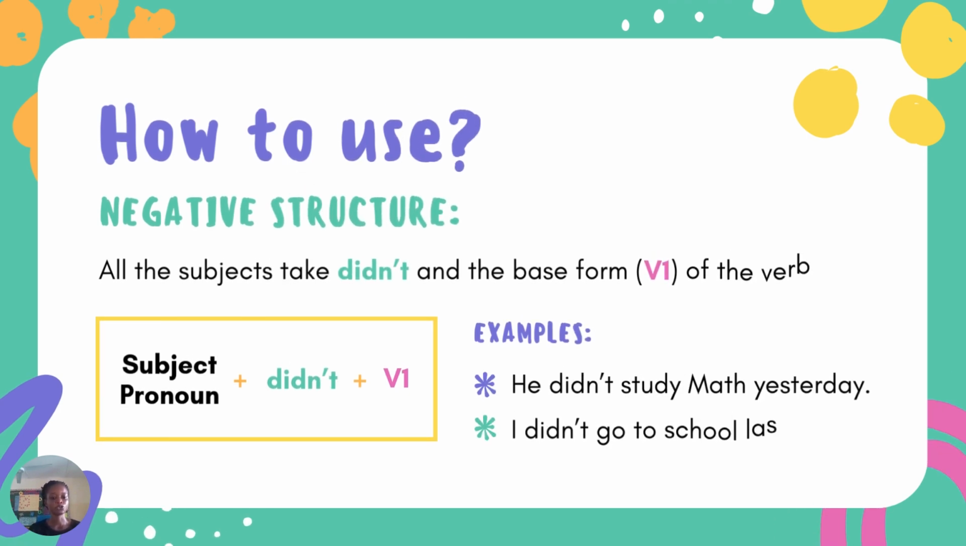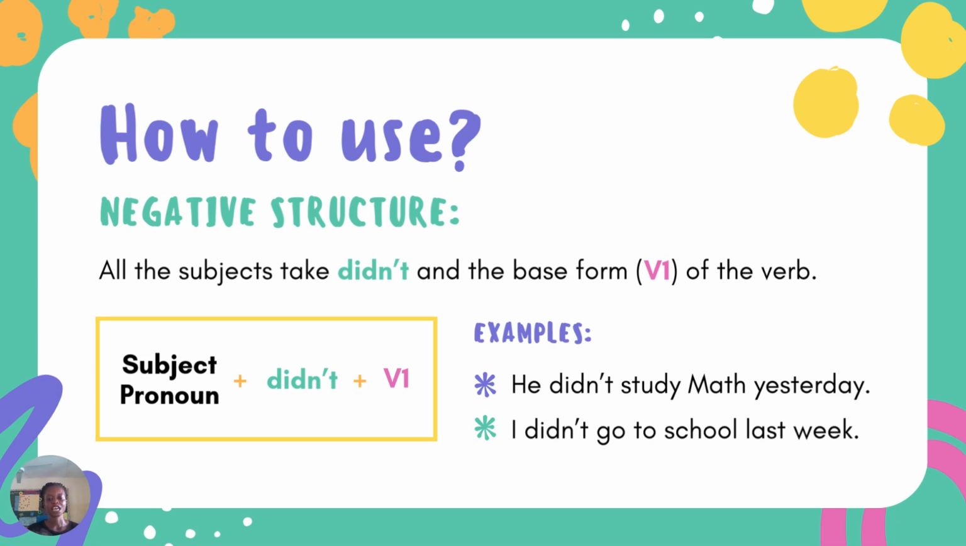Also, we can use past simple tense in the negative structure. We previously looked at how to use it in the positive structure. Now let's look at how to use it in the negative structure. When you want to form a sentence in the negative structure using the past simple tense, you have your subject plus didn't plus the verb.